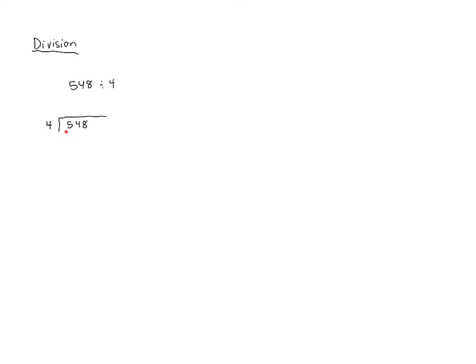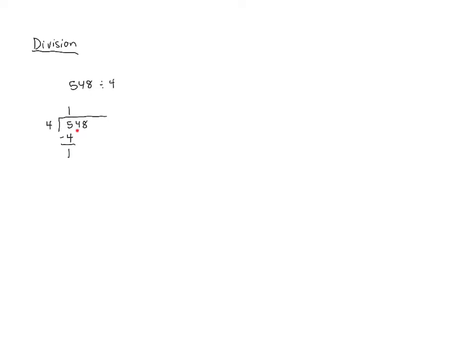So first, we look at this first digit, 5, and we ask ourselves, how many times can 4 go into 5? And the answer is 1. 4 goes into 5 just one time. Once we figured out how many times 4 goes into 5, and we have our answer up here, we multiply that number by 4 and put the answer down below the 5. So 1 times 4 is 4, and then we subtract. 5 minus 4 gives us 1. 1 is actually the remainder when we take 5 and divide it by 4. It goes in one time with a remainder of 1.